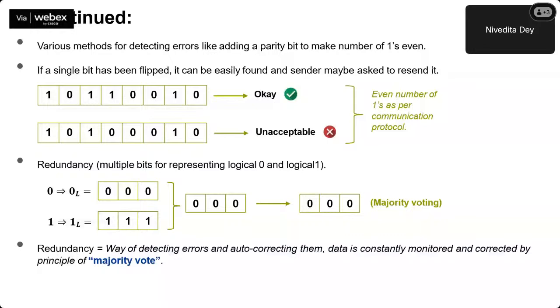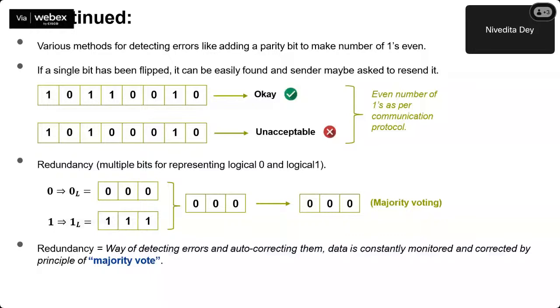Because the chances of error and chances of not having the error are often not equal. And even if they are equal, say 0.33, then two errors would be 0.33 times 0.33, so it will actually be even less than that. It's 1/3 of 0.33, so it's even less than 1/3. In that way, we use the concept of redundancy, which is a way of detecting errors and auto-correcting them, where data is constantly monitored and corrected by the principle of majority voting.